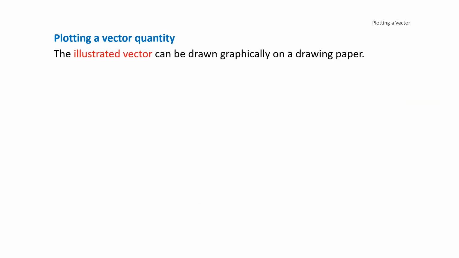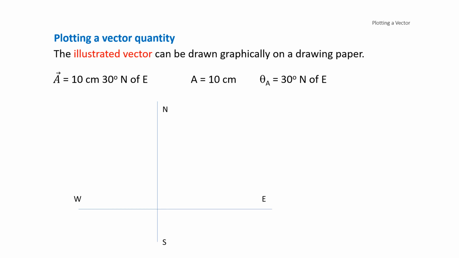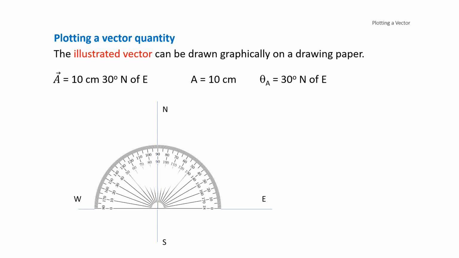Plotting a vector quantity. The illustrated vector can be drawn graphically on a drawing paper. The illustrated vector is 10 centimeters, 30 degrees north of east. The vector's magnitude is 10 centimeters and the direction is 30 degrees north of east. First is to draw the axis and locate the wind direction. Using a protractor, measure and mark the location of the direction of the vector.